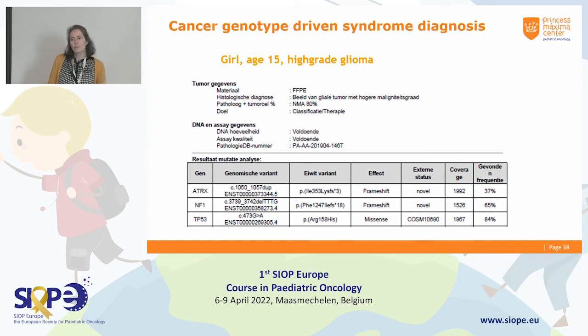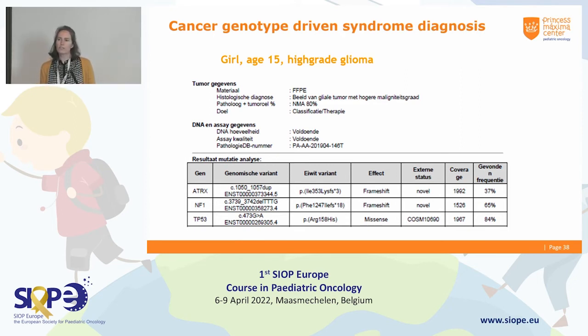So they are doing quite some molecular tests nowadays, not only looking through their microscope, but also doing tests on the tumor DNA. And this is an example of a girl, age 15, with a high-grade glioma. This is in Dutch, but it doesn't really matter. It's about the genes. In 3 genes here, ATRX, NF1, and TP53, a mutation was identified. And then in the last column, it gives the variant allele frequencies.